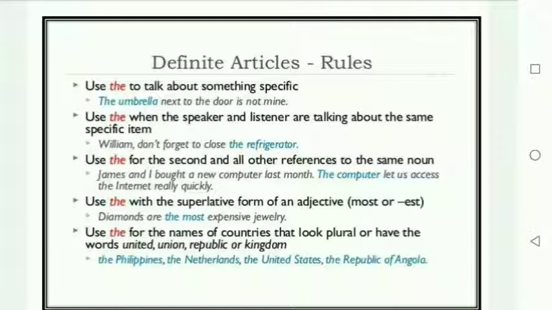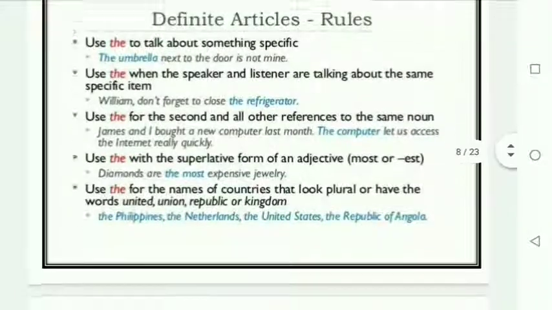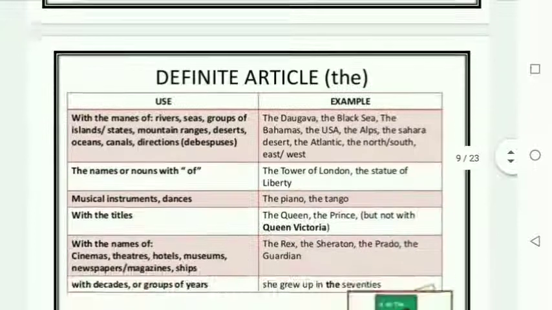Use the with the superlative form of an adjective. Diamonds are the most expensive jewelry. So, in the superlative form, also we are using the. Use the for names of countries that look plural or have the words United, Union, Republic, or Kingdom. So, we are using the before the name of such a place or country.